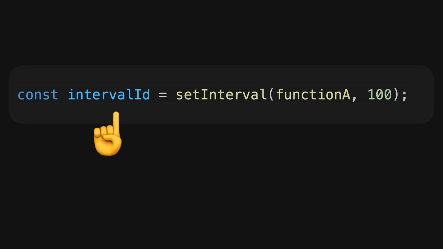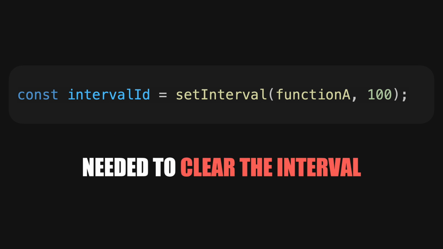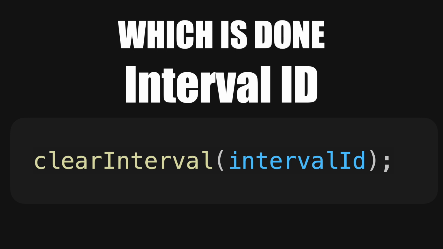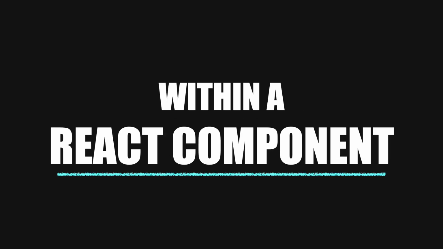The return value is important here. It is the interval ID. The ID is needed to clear the interval, which is done by passing the interval ID to the clearInterval function. Let's take a look at what this would look like within a React component.